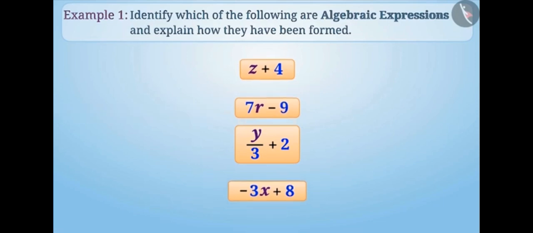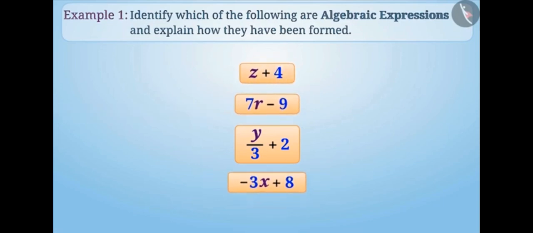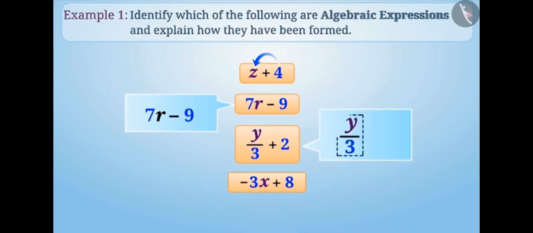Let's understand how algebraic expressions are formed. z plus 4 is formed by adding 4 to the variable z. 7r minus 9 is formed by multiplying variable r by 7 and then subtracting 9 from the product. y by 3 plus 2 is formed by dividing y by 3 and then adding 2 to the quotient. Minus 3x plus 8 is formed by multiplying variable x by minus 3 and then adding 8 to the product.